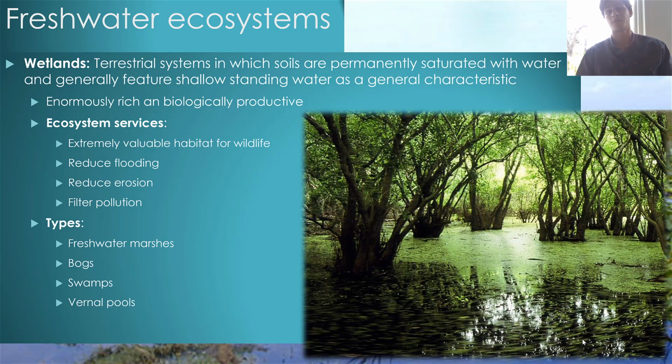There are several different types of freshwater ecosystems, and particularly wetlands, that your book talks about. Freshwater marshes are very well known. Then you have bogs and swamps. Swamps are probably the most well-known of wetland ecosystem. And then you have something called vernal pools. We're not going to really get too much into the nitty-gritty as far as freshwater ecosystems. I'm far more interested in the ocean ecosystems and the coastal ecosystems. And that's something we're going to be talking about in the next lecture.